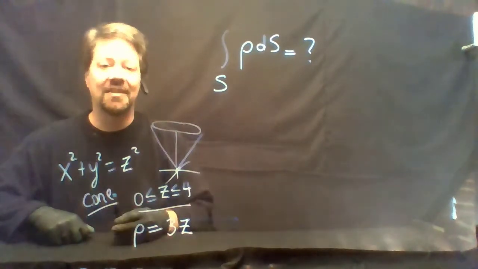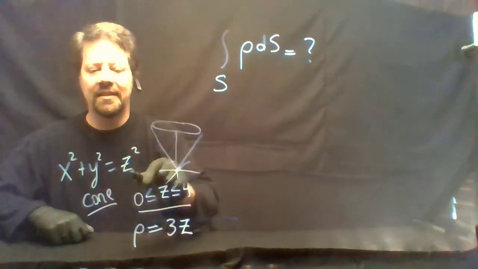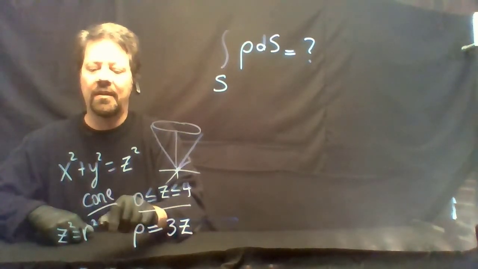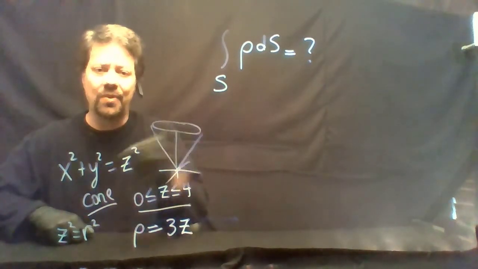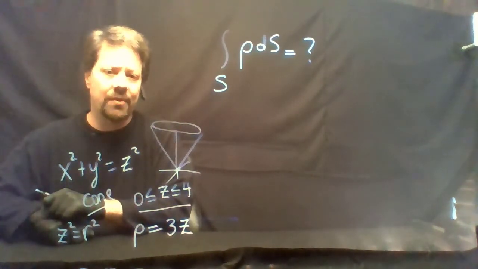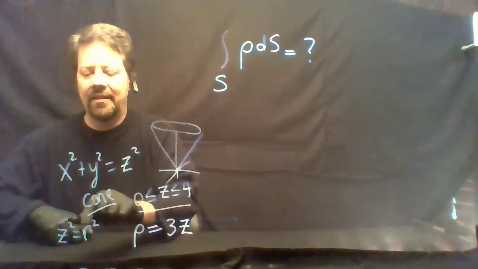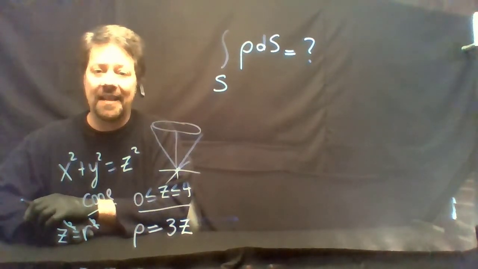To calculate that, we need to have a surface parameterization. Note that z squared equals r squared in cylindrical coordinates, which makes sense to use because of the rotational symmetry of this object around the z-axis. For positive values of z and positive values of r, that gives us z equals r.